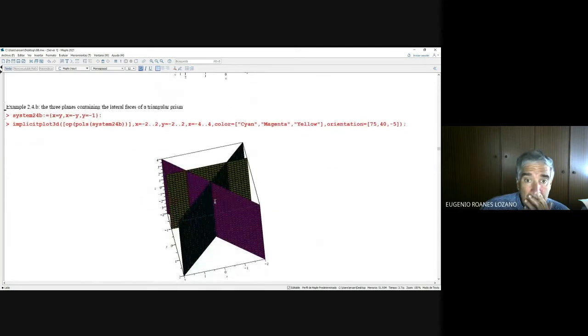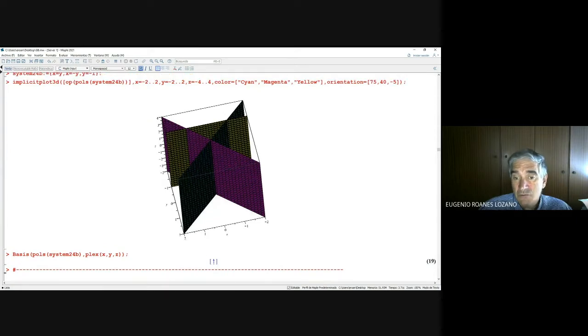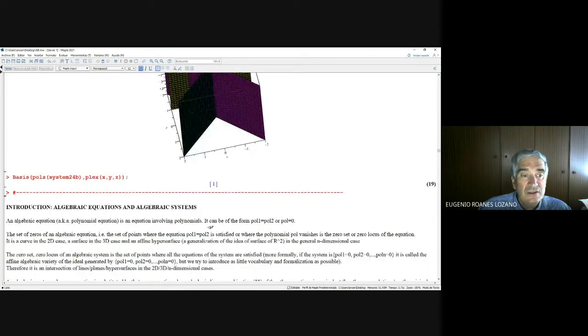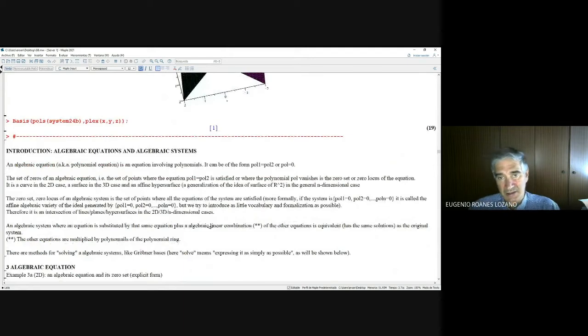Another possibility are, for instance, 3 planes containing the lateral faces of a triangular prism. It's not possible to lie at the same time on these 3 planes. And again, the Gröbner basis is 1. It's the ideal generated by number 1.